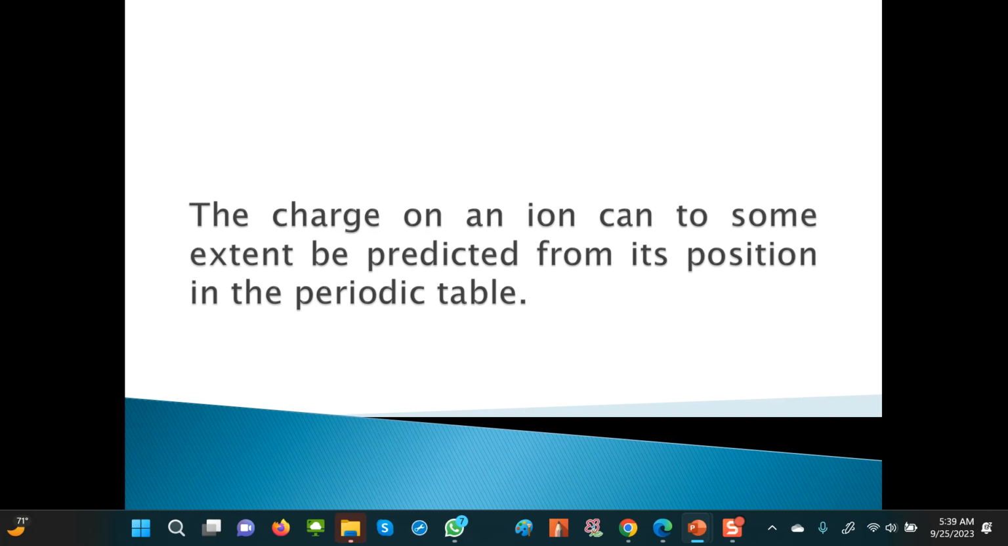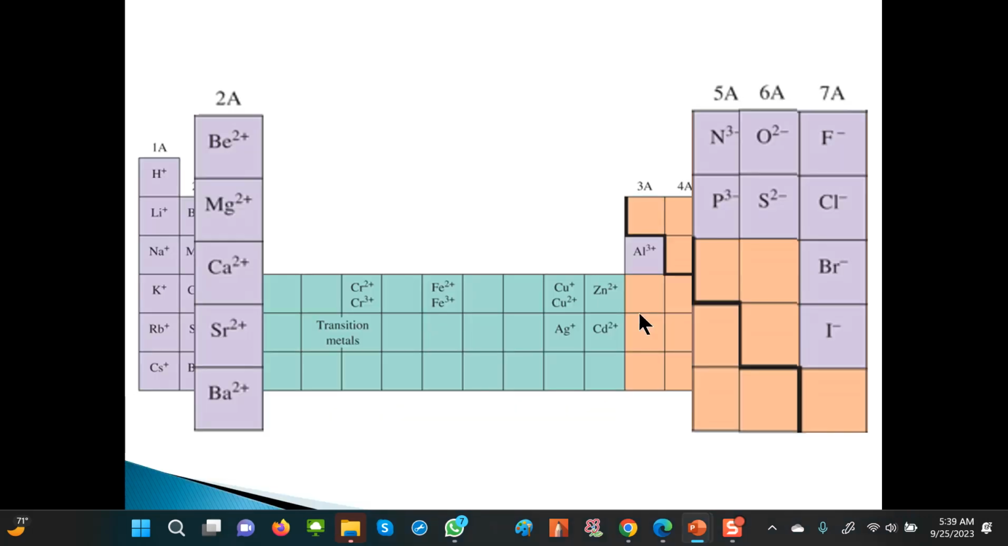I referred to this before. The charge on an ion can, to some extent, be predicted from its position in the periodic table. This diagram here gives you a sort of guide as to how the charges on the ions are related to their relative positions. But this is not universally true for all elements; it is true for elements in certain groups, such as group 1A, group 2A, and group 3A.